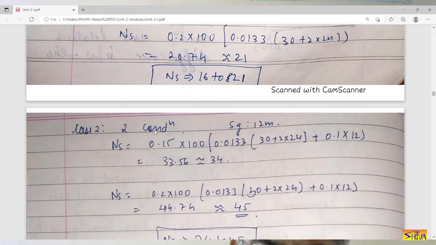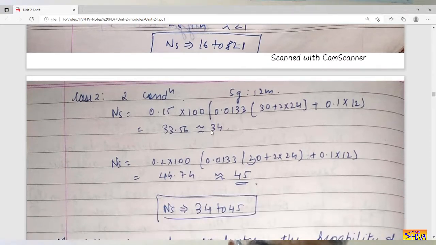Now with two conductors, Sg, that is the distance between the conductors, is given as 12 meters. So here it will be 0.1 into 12. With 0.15 it comes to 34. With 0.2 it comes to 45. So the number of strokes on the ground conductors will be 34 to 45. The remaining will be on the transmission line conductors.